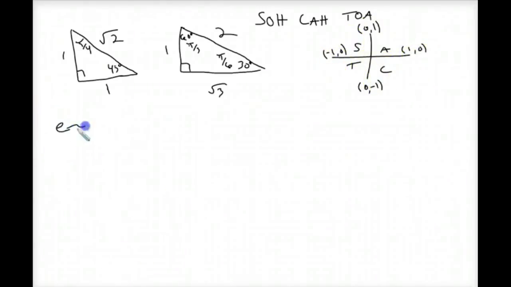So say for example, if you guys were given sine of 5 pi over 6. I have SOHCAHTOA to tell me that sine is opposite over hypotenuse.